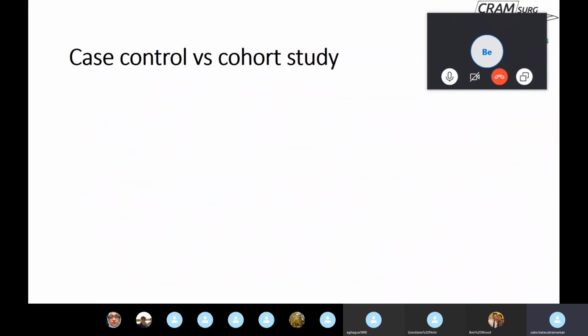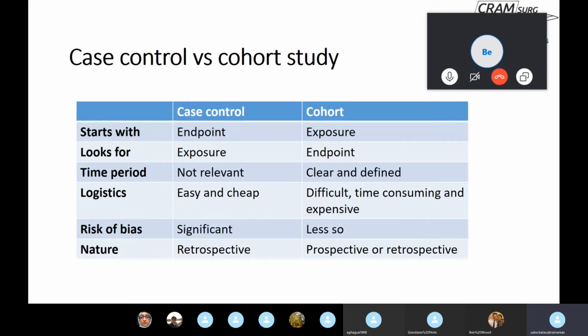Right. So the most important distinction that we need to make is between these two studies, case control studies and cohort studies. And there's a lot of misunderstanding around these studies, especially amongst people who are new to epidemiology. So I've got this table here, and I'll go through this table. It's fairly intuitive and self-explanatory. So we'll start off with the first row.